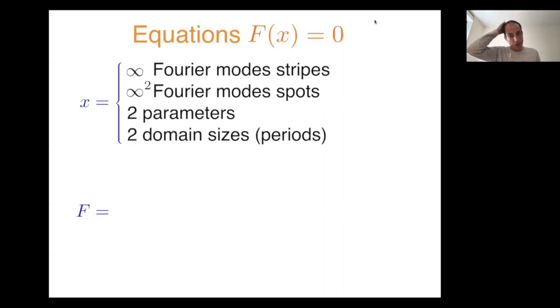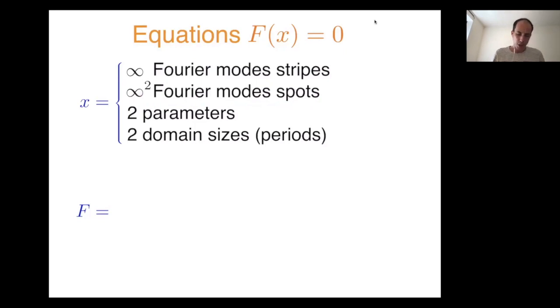So I'm going to describe everything in Fourier space because everything is periodic. So we'll talk about all the variables being Fourier modes. And for the stripes, these are really only one-dimensional objects, basically. They depend on only one variable in space. So these are infinitely many Fourier modes for the stripes and infinitely many squared Fourier modes, basically, for the spots.